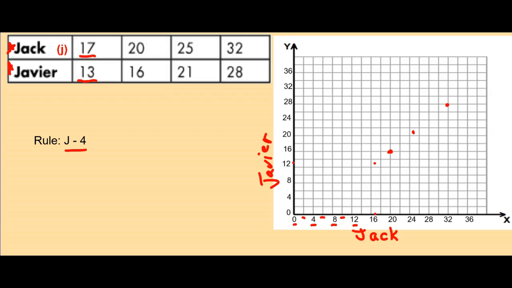So let's look here. Let's connect the dots. And we have created a straight line. That straight line shows a relationship between Jack's values and Javier's values. And our relationship is that Jack always has 4 more than Javier. That's the connection that the pattern table and the graph shows. So let's look at another example.